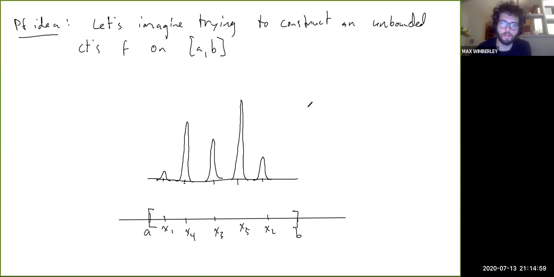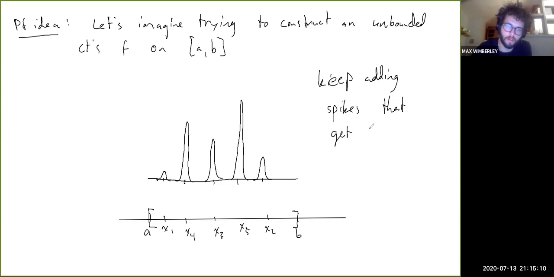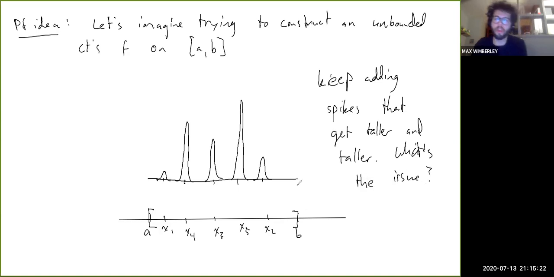And then we keep adding spikes that get taller and taller. So what's the issue? Why can't we just keep doing this forever and end up with an infinite number of spikes, and then we'll have our unbounded continuous function, right?